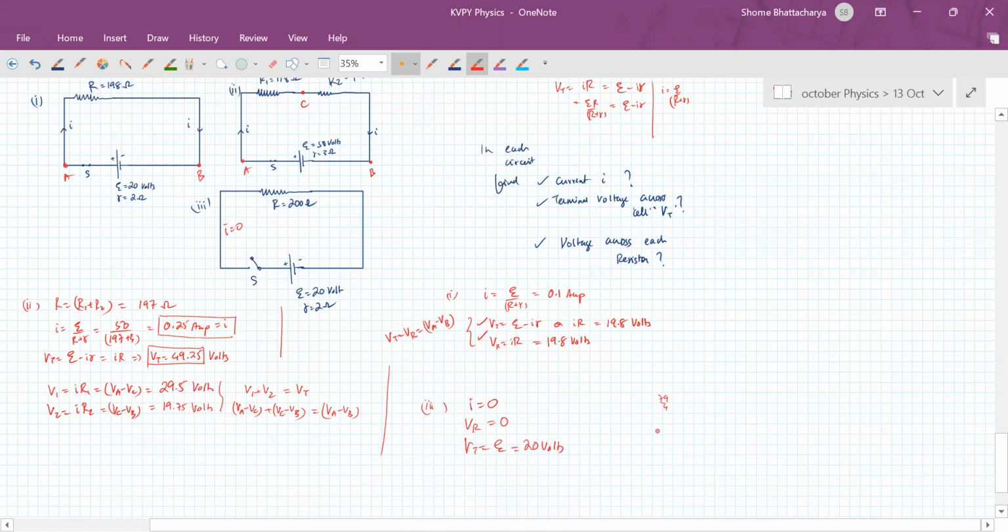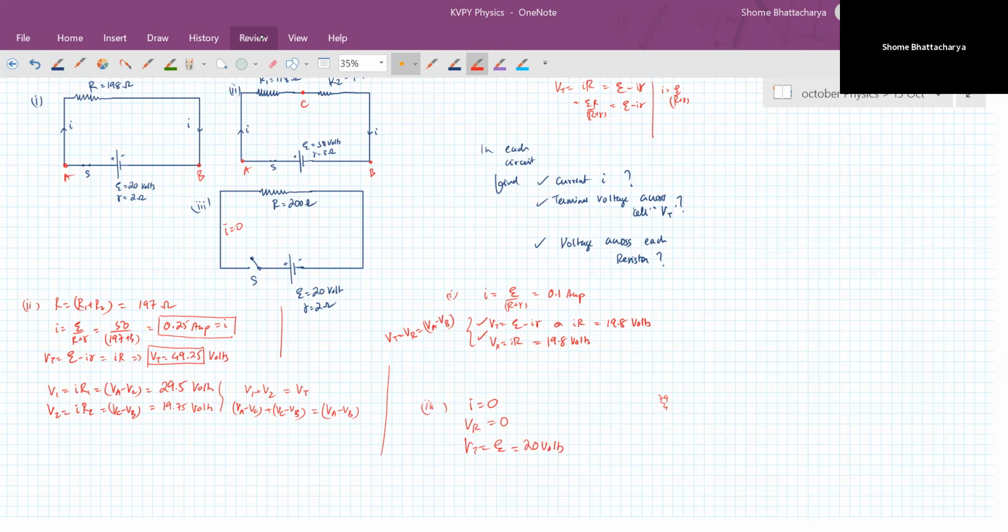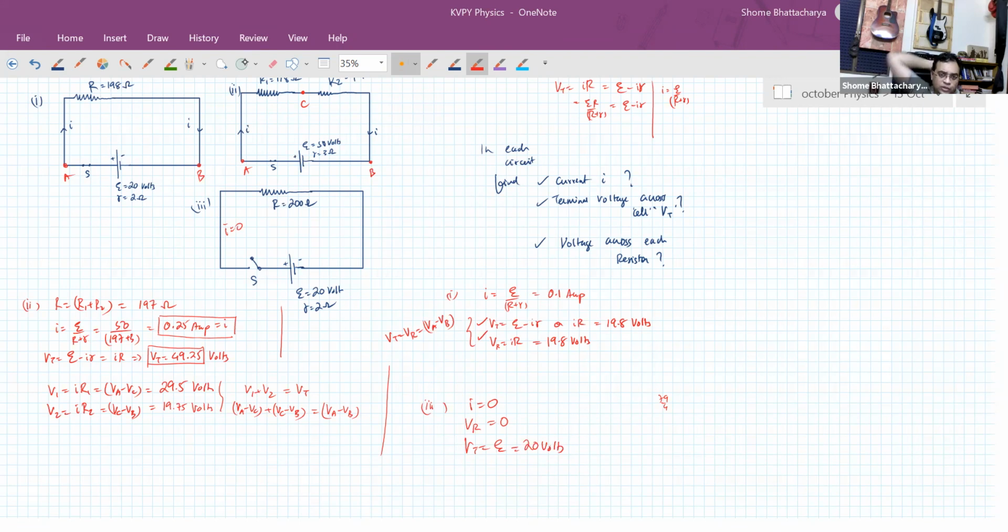So that is why sometimes as a statement we say that EMF is equal to open circuit terminal voltage. Open circuit means when we have kept the circuit open, it's not a closed circuit. So we are not drawing any current from the battery. So in the open circuit condition, the voltage across the terminals is equal to the EMF of the battery. It's the same thing as the EMF.